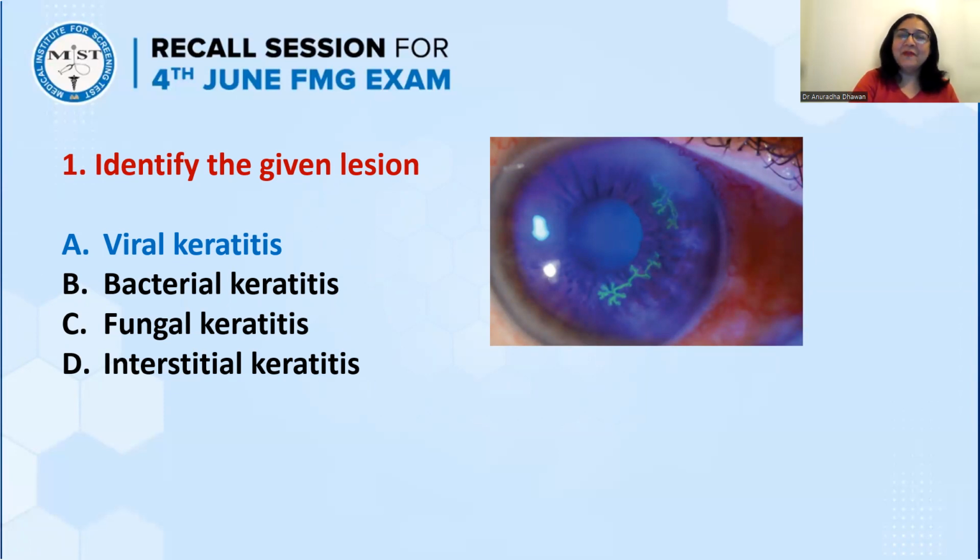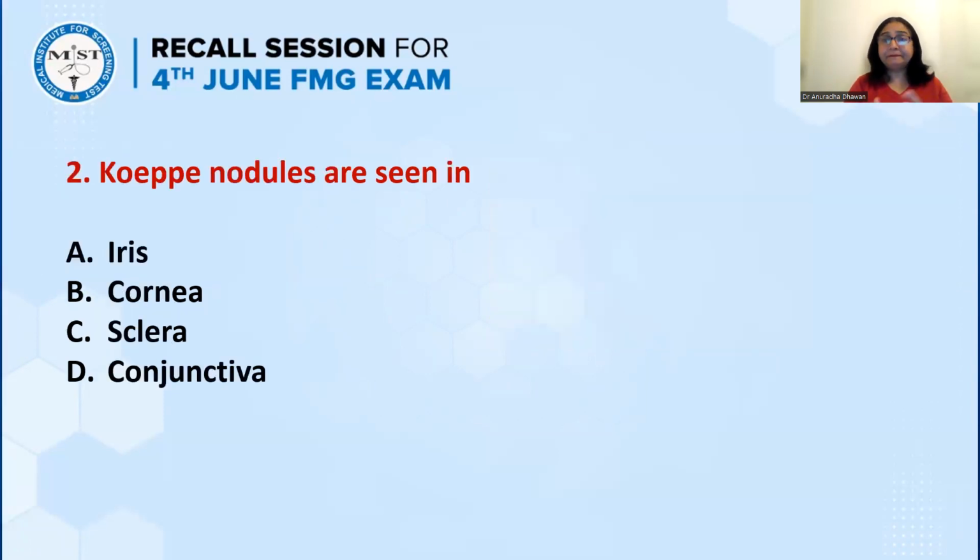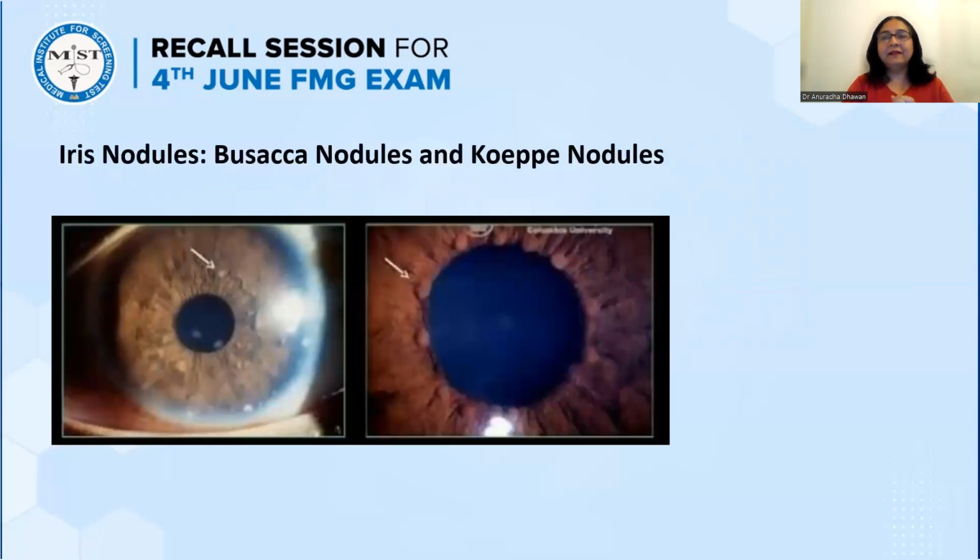Okay. Moving on to the second question. This question was a relatively newly put question. Koeppe nodules are seen in. The choices given were most likely iris, cornea, sclera, and conjunctiva. Now, Koeppe nodules, friends, are a type of iris nodules. Let me take you through the iris nodules.